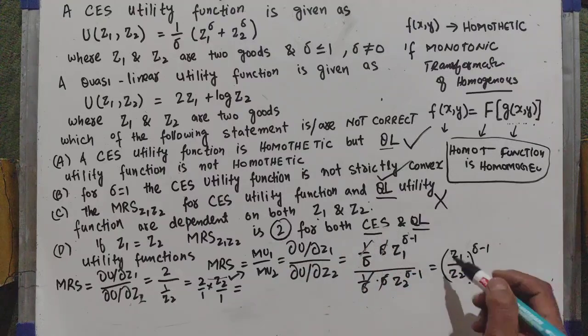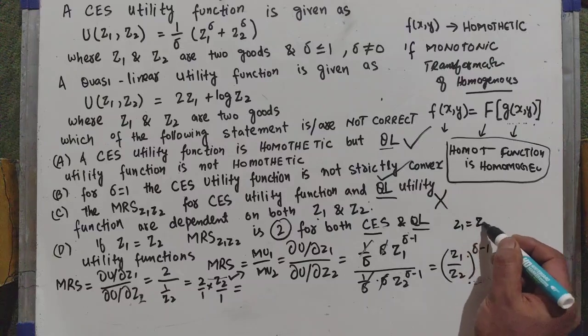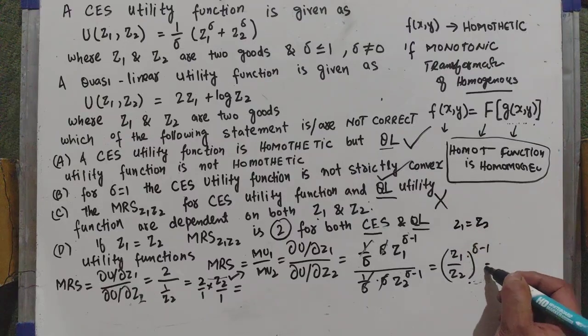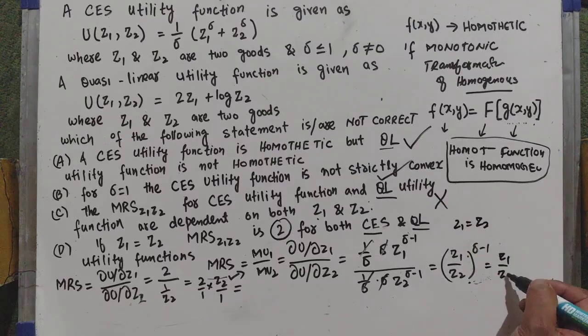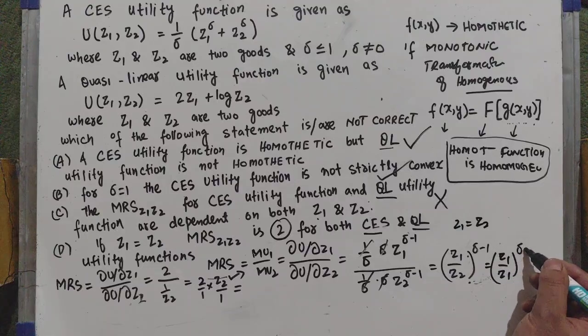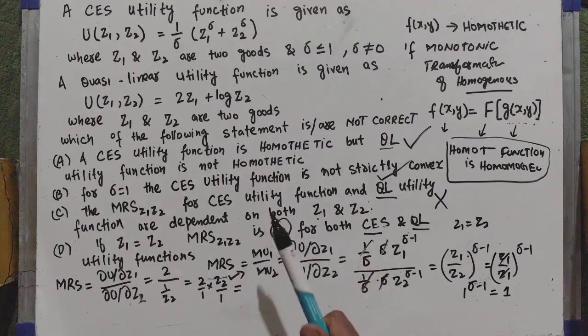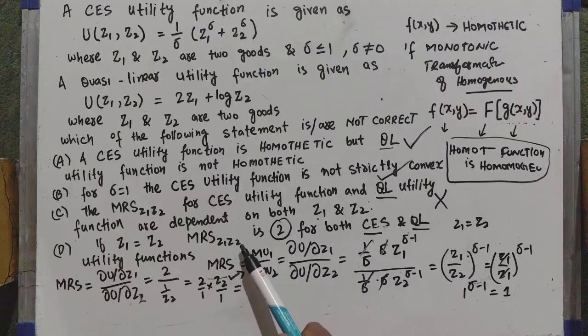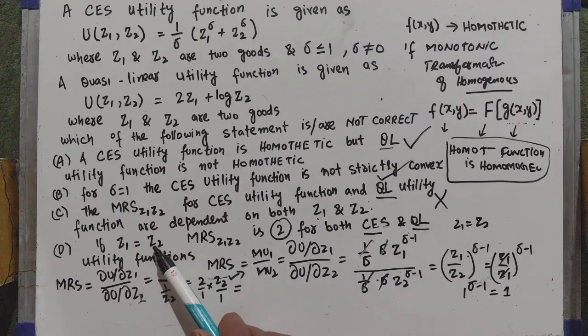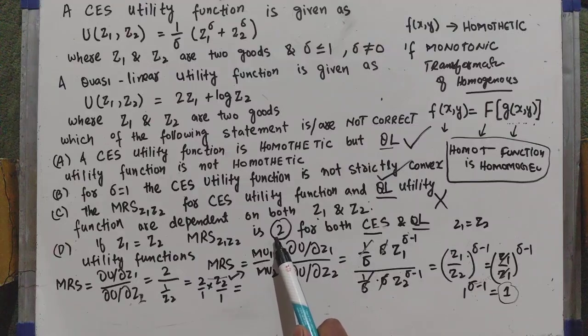MRS we have calculated. Since z1 is equal to z2 here, we can write z1 upon z1 raised to the power delta minus 1, which is equal to 1 raised to the power delta minus 1, which is equal to 1. So for the CES production function, if z1 is equal to z2, MRS is equal to 1 and not 2, which is what the option states. For quasi-linear, let us find out.